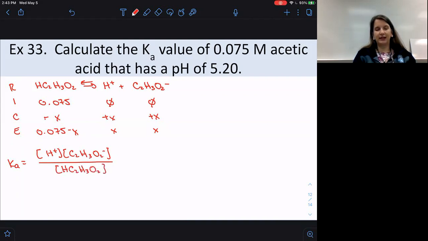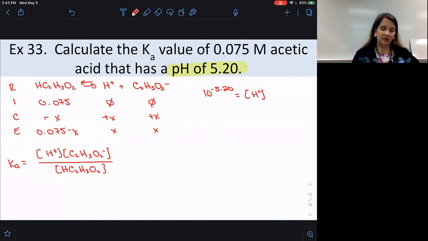Now, the problem you get here is that we have two unknowns, basically. We have our X's here, and we have our Ka. Those are all unknowns. Well, it gave us a valuable piece of information in the question. It says that our pH is 5.20. So if I do 10 to the negative 5.20, that's going to give me my hydrogen ion concentration. So let me do that. 10 to the negative 5.2.